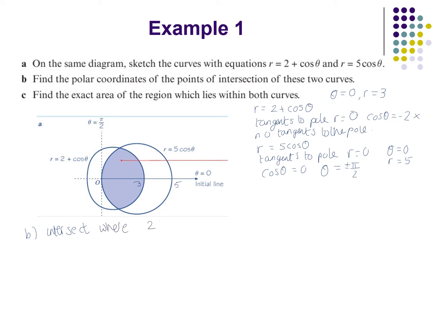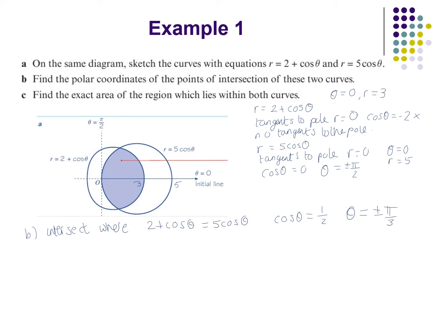Well, let's put them equal to each other where the r's are the same. So 2 cos theta is equal to 5 cos theta. From that you can see we get 4 cos theta equals 2, or cos theta equals a half. Pop that in your calculator and we get theta equals plus or minus pi by 3.